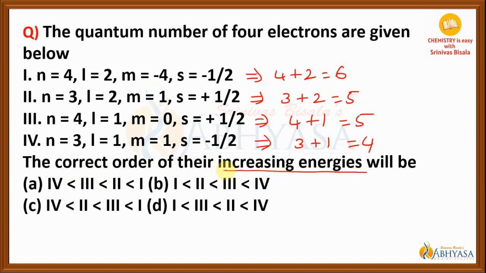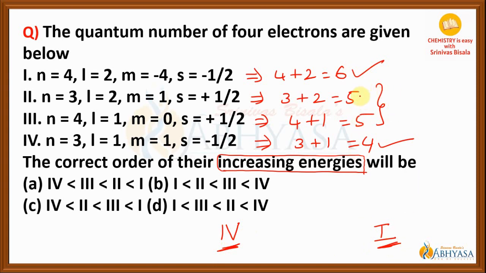We need to find the increasing energy of the orbitals, or the increasing energy of the electrons. And we know that the orbital with the smaller n plus L value will have the lowest energy, isn't it? So the lowest energy electron here is Roman number 4. Then come these two, and the highest value is 6, meaning Roman number 1. The electron with lowest energy is Roman number 4, and the electron with highest energy is Roman number 1.